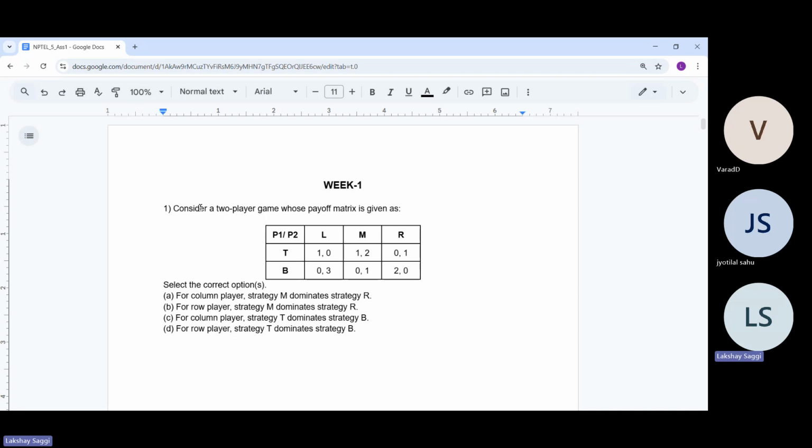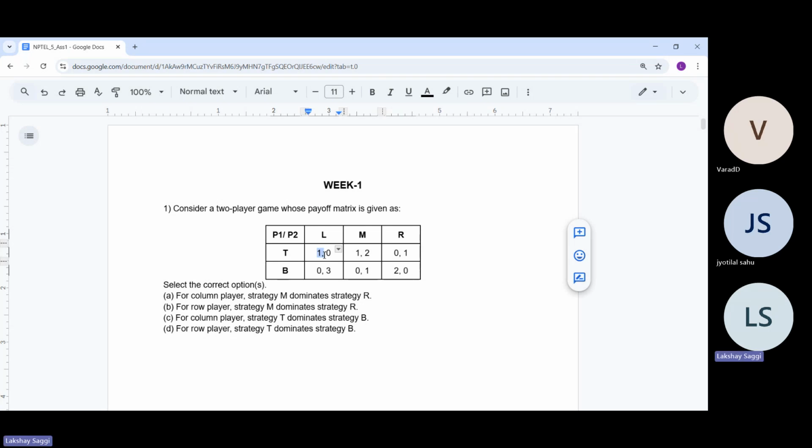The first question says: consider a two-player game whose payoff matrix is given like this. We know there is a row player P1 which has strategies T and B, and a column player P2 which has strategies L, M, and R. We are given the payoff matrix. What does the payoff matrix denote? In each tuple, the first entry denotes the payoff for the row player, and the second entry denotes the payoff for the column player.